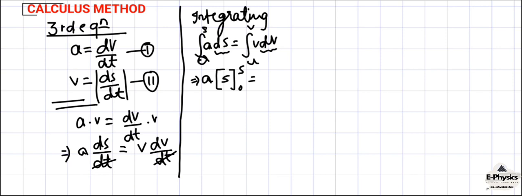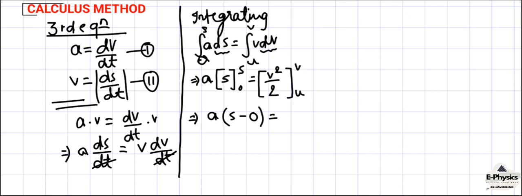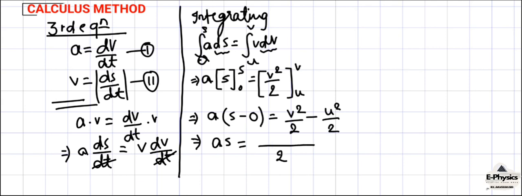So integration of v with respect to dv will be equal to v square upon 2, that is upper limit will be v and the lower limit is u, which can further be written as a multiplied by s, upper limit minus lower limit, is equal to v square upon 2, upper limit minus lower limit, lower limit is equal to u square upon 2. Okay, now this can again be written as a multiplied by s is equal to, LCM 2, that is v square minus u square.